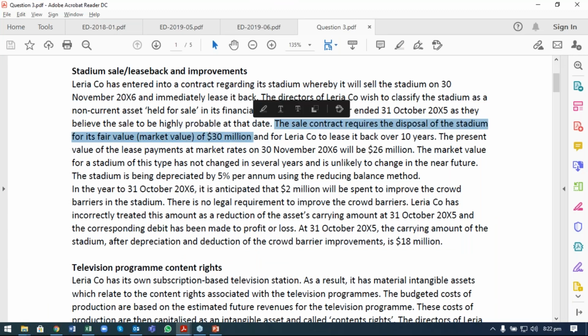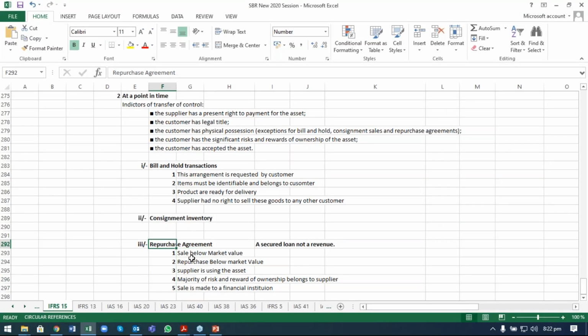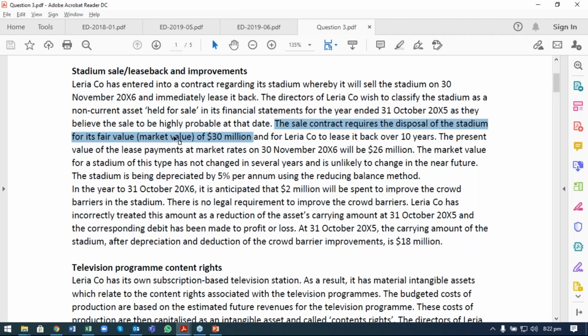So you have sold an asset at its market value. So it means it is not a repurchase agreement from the very first criteria. Now looking into it, repurchase below the market value. Have you any option to repurchase this asset or lease out that asset below the market value? That's not the case. The present value of the lease payments at market rates, are you considering the idea? So as far as these two criteria are concerned, I'm pretty much confident that this is a sale under IFRS 15 because it's not a repurchase agreement, it is a sale, right?